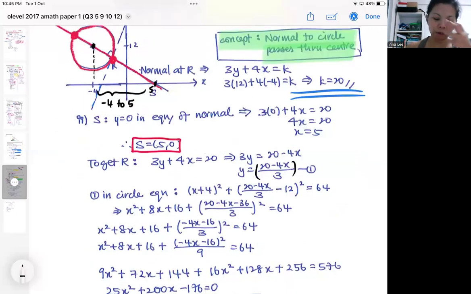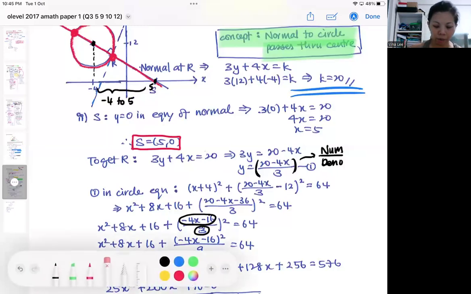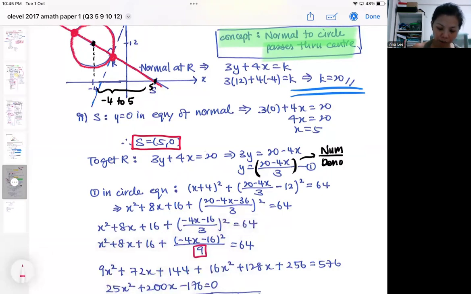Okay, so my approach, right, when there is a fraction in simultaneous is, when I have to square the fraction, I rather square the numerator and the denominator. That means I rather this be a single fraction, a numerator and a denominator, so that I square top and I square bottom. Why is that so? Because when I square the bottom, I get a number, and this number will be so much easier if I multiply both sides by 9. So even though I'm dealing with quite a big number, it's actually better than if I make it this way.